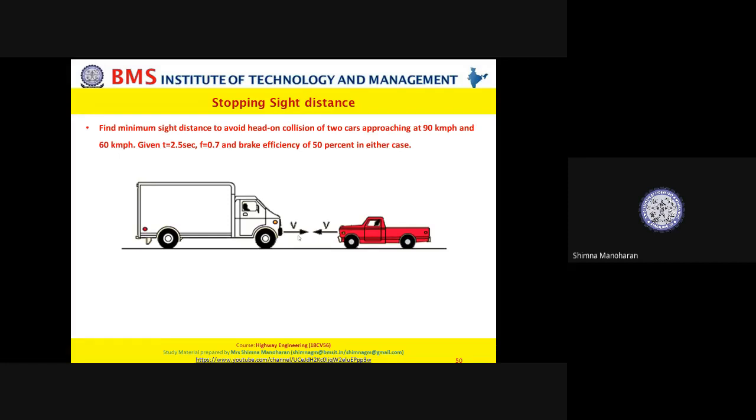So both the vehicles have to stop, right? Both the vehicles are moving, so both have to stop, and both are having different speeds. So assume that you are in one of the vehicles. How will that SSD be computed?